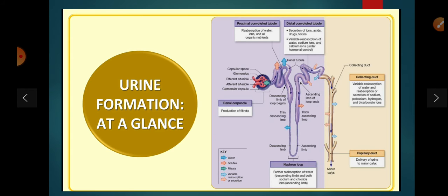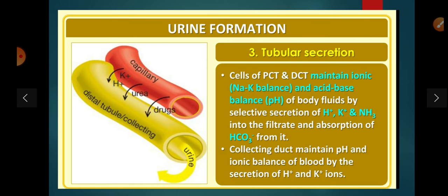After that, tubular secretion takes place. In tubular secretion, the cells of the PCT and DCT maintain the ionic balance and acid-base balance of the body fluid by selective secretion of K plus ions, H plus ions and NH3 into the filtrate and absorption of HCO3 from it. The collecting duct maintains pH and ionic balance of the body by the secretion of H plus and K plus ions.